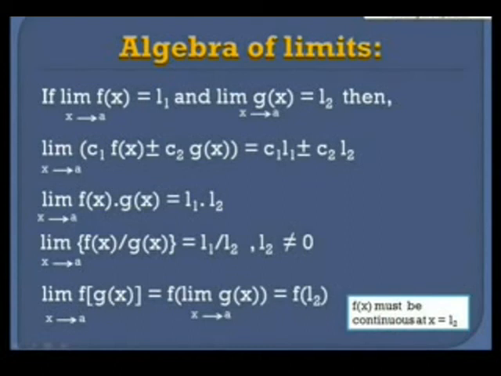Similarly, the limit of f(x) into g(x) when x tends to a is equal to L1 into L2. Now the limit of f(x) by g(x) when x tends to a is equal to L1 by L2. The condition is L2 should not be equal to 0, otherwise it becomes undefined. And the limit of f(g(x)), that is the composite function, when x tends to a is equal to f of limit g(x) as x tends to a, and is equal to f(L2). Now once again a condition is f(x) must be continuous at x equal to L2. Now if I substitute x equal to L2, then f(x) must be a continuous function at that point.